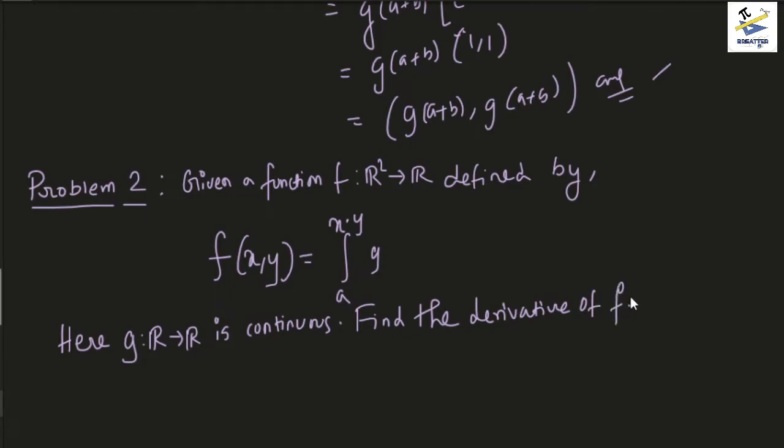So that's the problem we are going to solve. It is said that given a function f from R squared to R, defined by f of (x, y) equals the integral from a to x·y of g. Here x·y means the dot product between two vectors, because x and y are two-dimensional vectors. Then the definition follows, and we have to find the derivative of f.